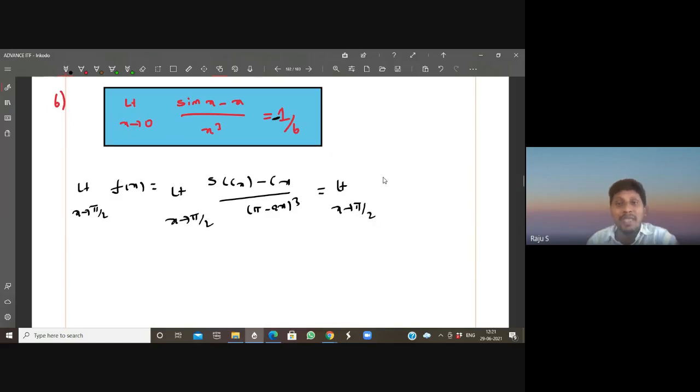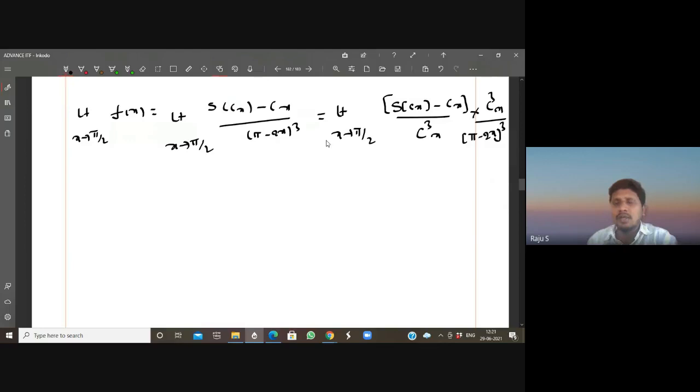Now I want to convert this value into standard form. Sine of cos x minus cos x by, see here, in place of x, cos x is there in the numerator, but in the denominator we require cos cube x. We don't have cos cube x, we have just pi minus 2x whole cube. So I want to multiply and divide with cos cube x here, by pi minus 2x to the whole cube.